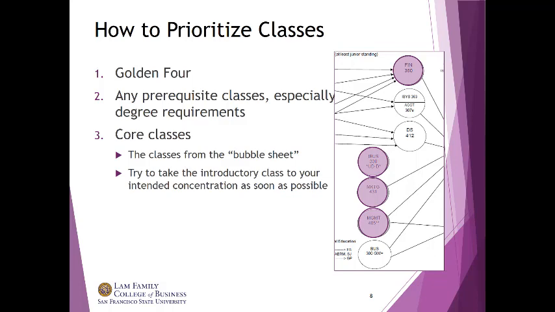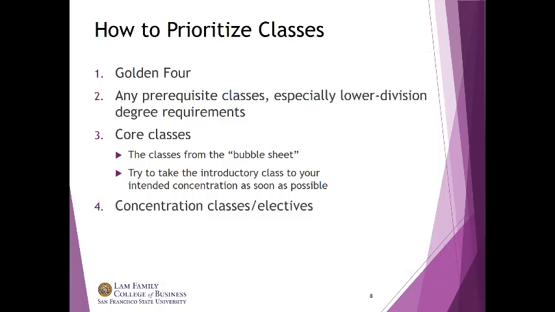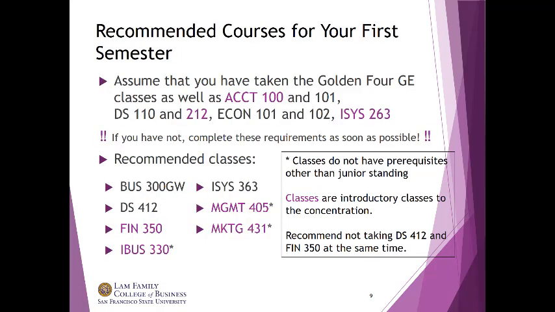Focus on taking the introductory class to your concentration ASAP. After that, you will look at your concentration classes and electives, and finally, your upper division GE and SF State Studies classes. Those have the lowest priority because you have the most options for those, so you use them to fill any gaps in the schedule.